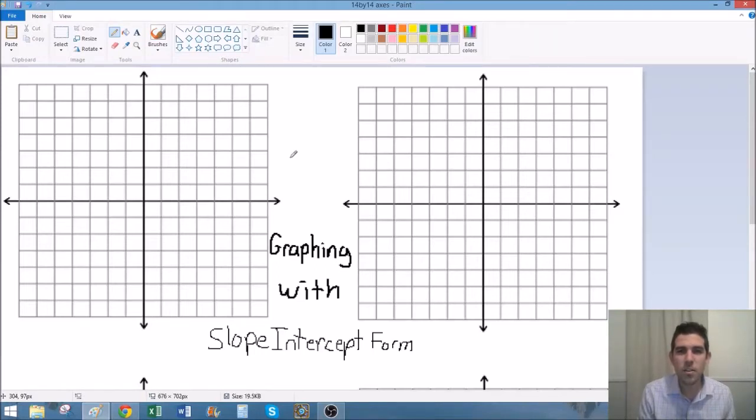Today we're going to talk about graphing with slope-intercept form. We've seen slope-intercept form before. We remember it is y equals mx plus b, where m is our slope, b is our intercept, and x and y are just the two variables that we're comparing. Alright, so we had this equation, and now we're going to graph with this equation.